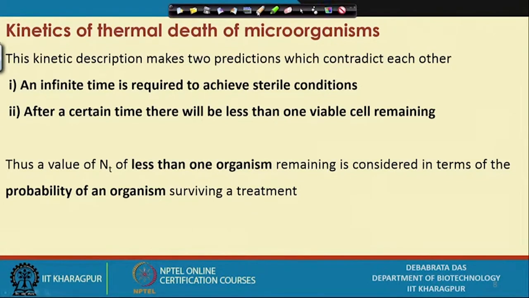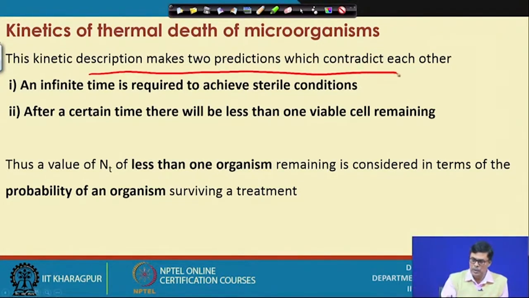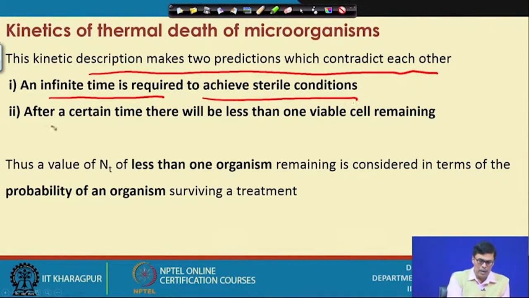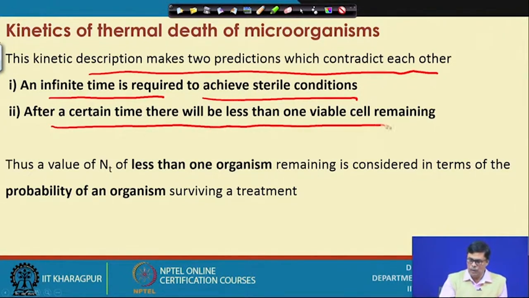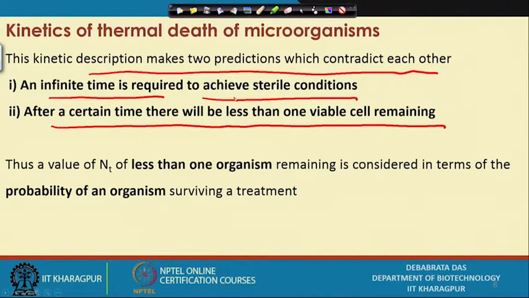If you look at the kinetics description, it makes two predictions which contradict each other at a finite time. At infinite time, an infinite time increase is required to achieve the sterile condition, and after a certain time, there will be less than one viable organism remaining. That is exactly what I was trying to point out, that to get 100% sterility is very difficult to achieve. So, what we do is decide how much organism we allow, on the basis of how much organism is input. So, an infinite time is required to achieve the sterile conditions.